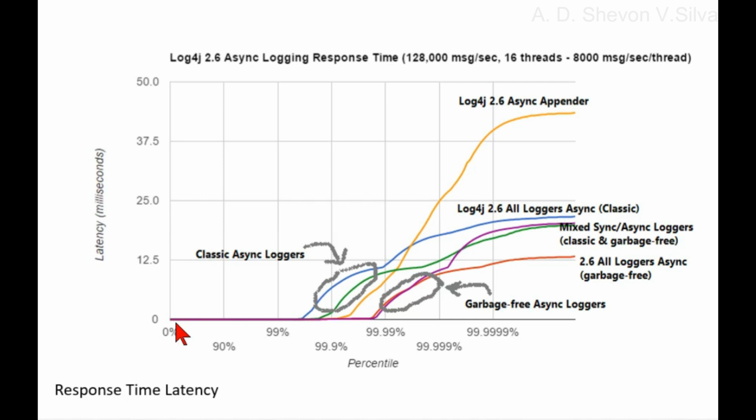The graph here compares the response time latency of the array blocking queue based asynchronous appenders in Logback 1.1.7 and Log4j 1.2.17 to the various options for asynchronous logging that Log4j 2.6 offers.